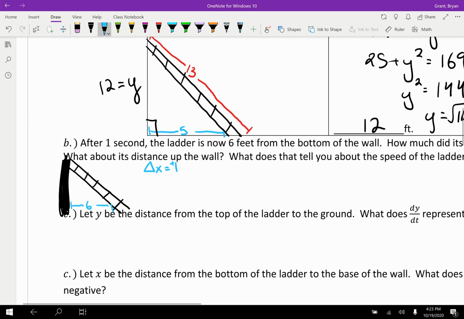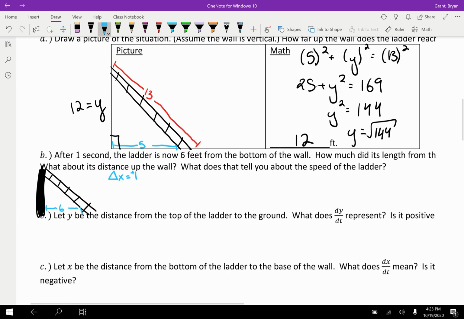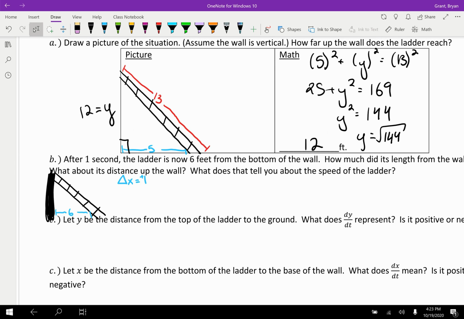However, they are also saying how much did the distance up the wall change? Well, if this base of the ladder is sliding out, then the top piece is sliding down, which means that no longer is the top of the ladder going to be 12 feet from the wall. Now it's got to be smaller. We've really closed the distance. How do we show that?